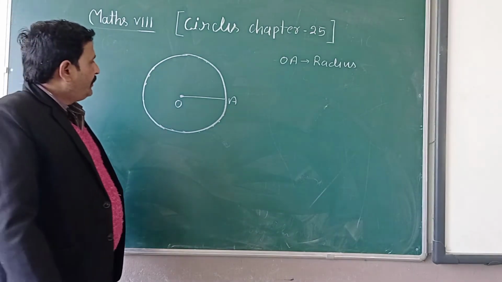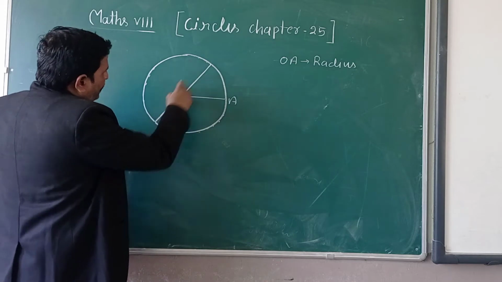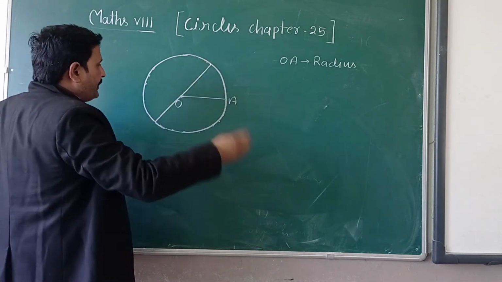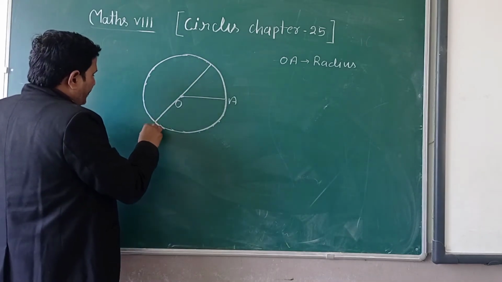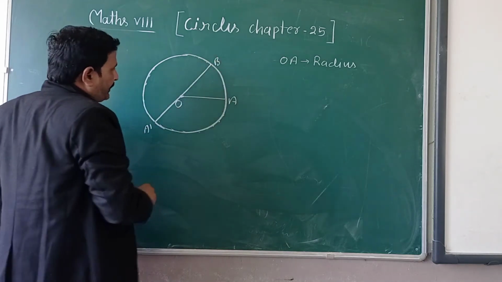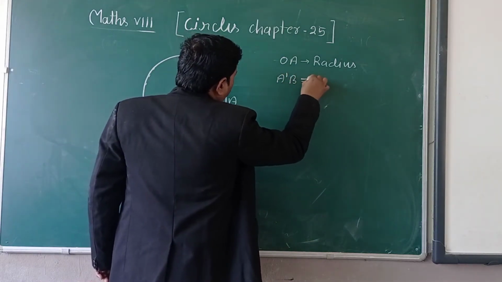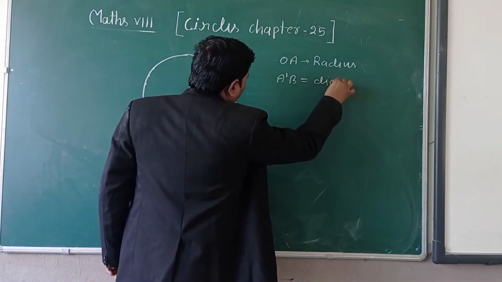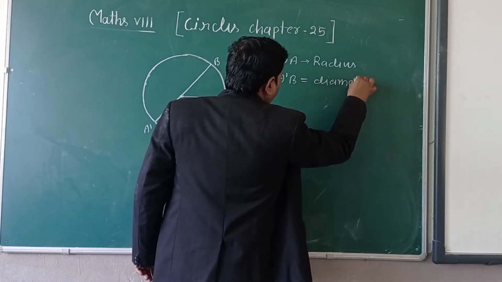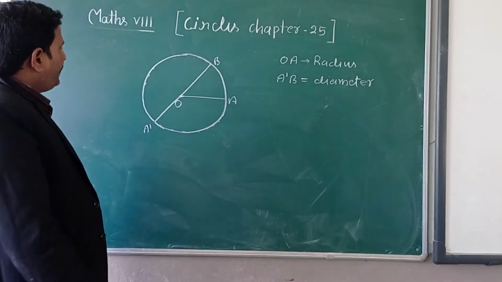Any line which passes through the center of the circle and joins the circumference at any two points, suppose A dash B dash, A dash B dash is known as the diameter of the circle. Diameter of circle.